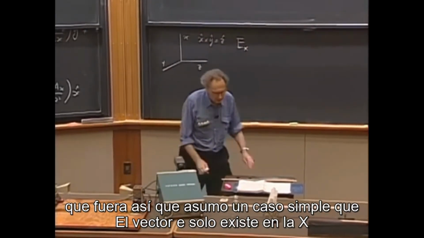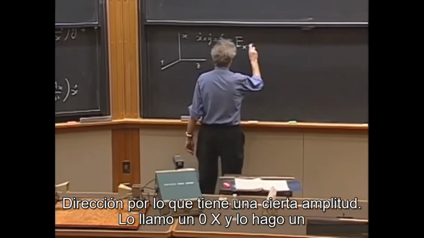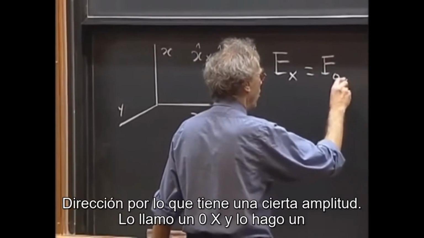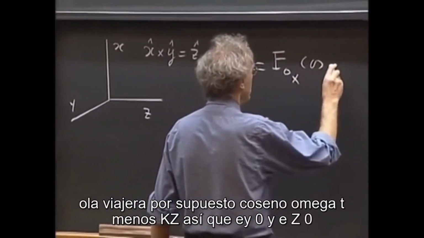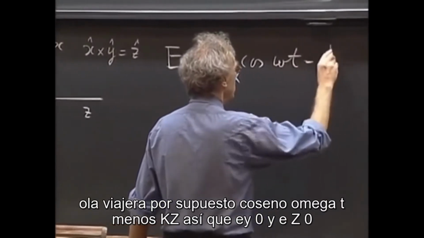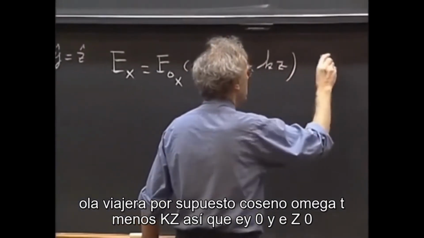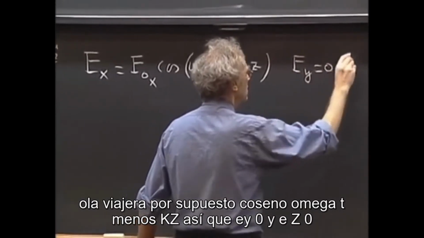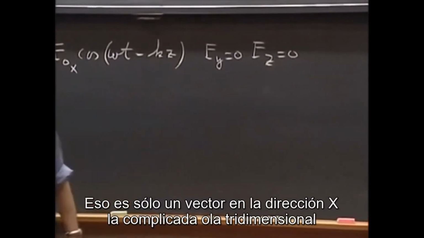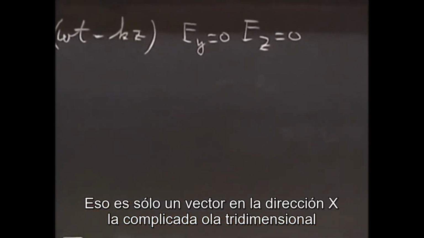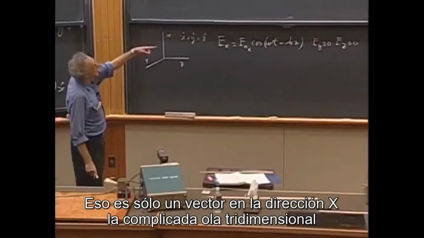So I assume a simple case that the E vector only exists in the X direction. So it has a certain amplitude, I call it E0x. And I make it a traveling wave, of course, cosine omega t minus kz. So Ey is 0 and Ez is 0. So it's only E vector in the X direction.